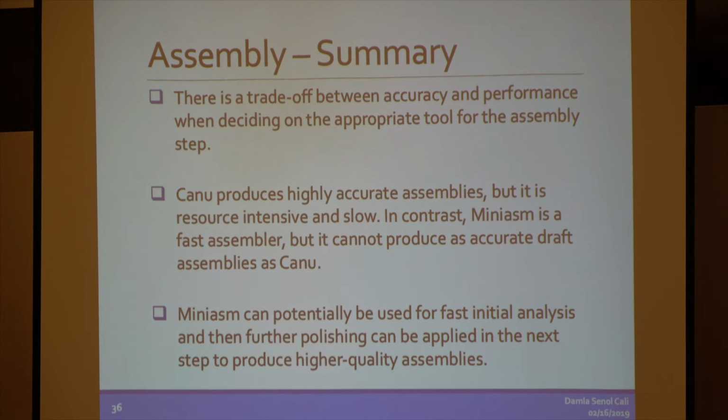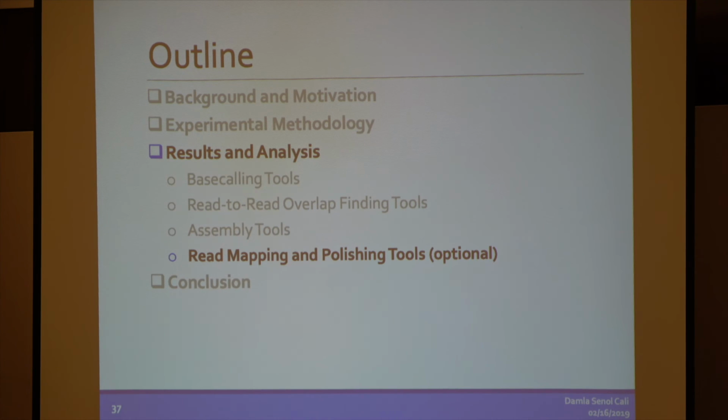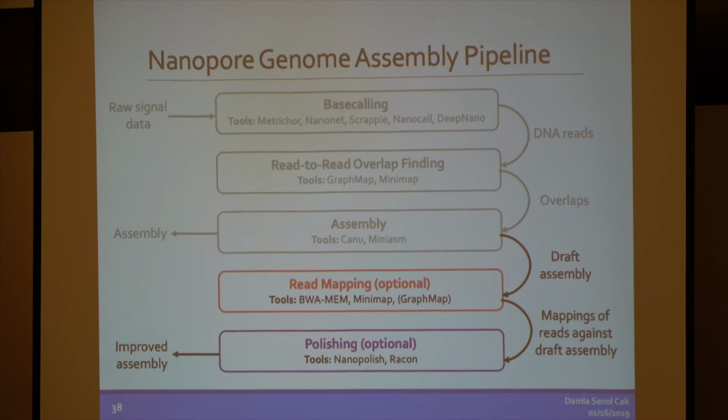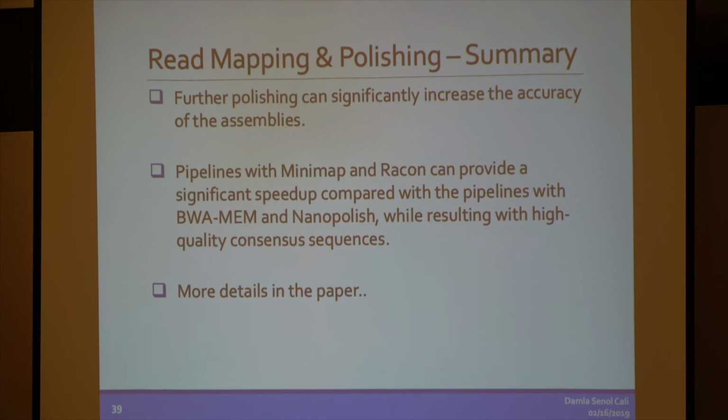So what we can show here is there's a trade-off between accuracy and performance when we are picking the assembly tool. So what we can suggest here is Miniasm can potentially be used for fast initial analysis, and then the optional steps can be further applied to improve the quality of the assembly and to produce higher quality assemblies. So for the last step, the optional read mapping and polishing tools, because of time constraints, we could not give the details, but you can find the details in the paper.